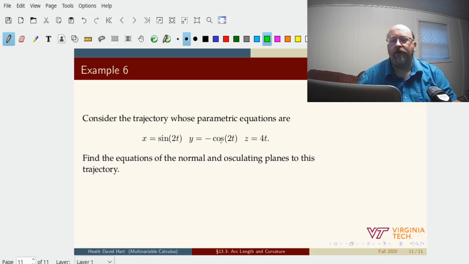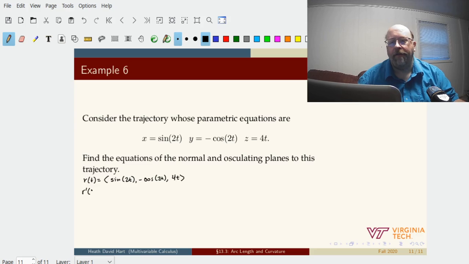All right. So we want a trajectory that has these parametric equations. We want to find the equations for the normal and the osculating planes to the trajectory. So the trajectory itself is sine 2t, negative cosine of 2t, 4t.